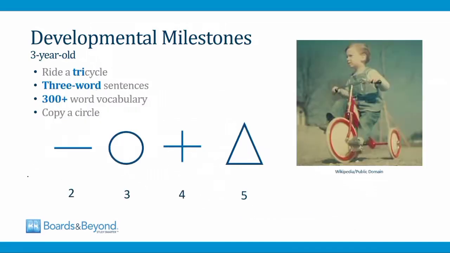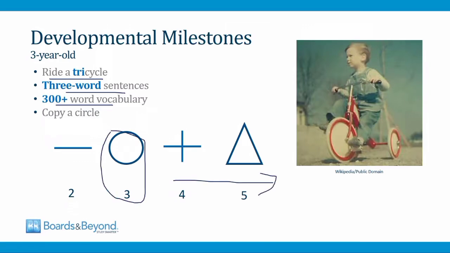The developmental milestones for 3-year-olds involve things with the word 3 in the name. For example, 3-year-olds can ride a tricycle. They can speak in 3-word sentences. Their vocabulary is usually 300 words or greater. And then in terms of copying shapes, 3-year-olds can usually copy a circle, but they're not yet able to copy a cross or a triangle.